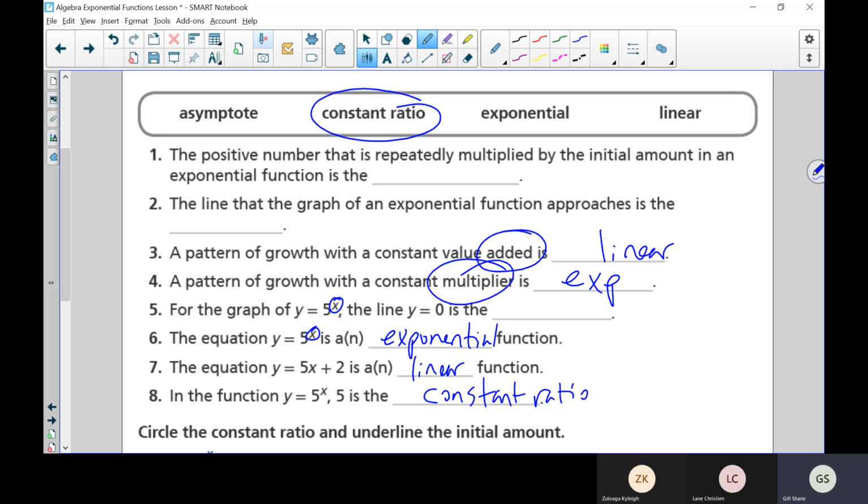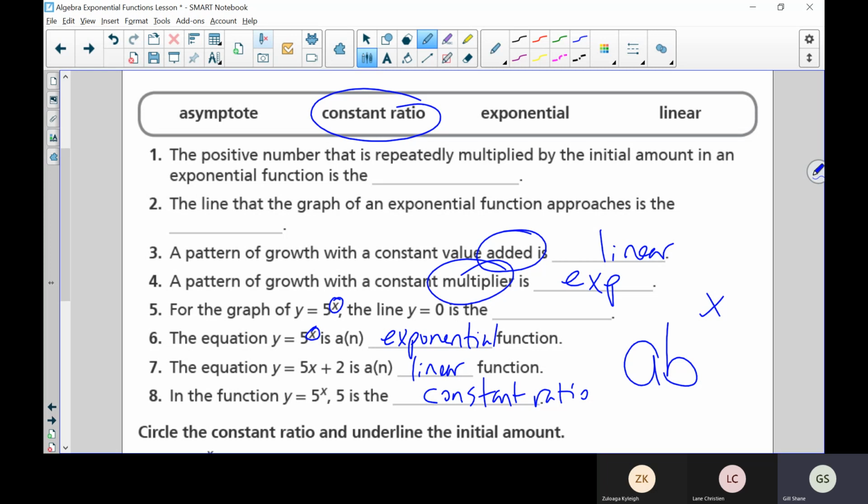So constant ratio, again, this is the B value. In the equation, B is raised to the X value, and then it's being multiplied times A. So whatever number is raised to the X is the B, which again is the constant ratio. Let me ask you this question, what's A in that same equation on 8? B is 5.